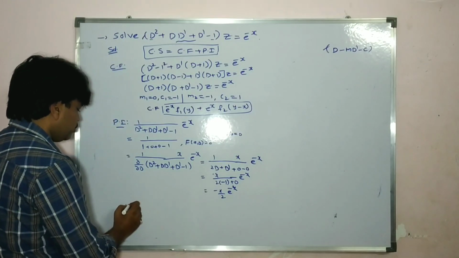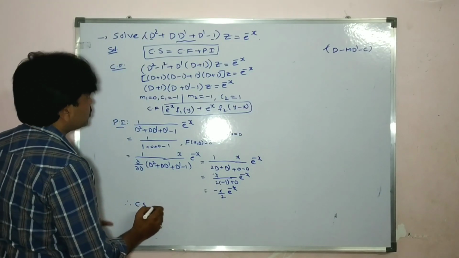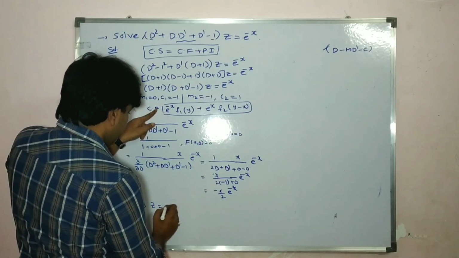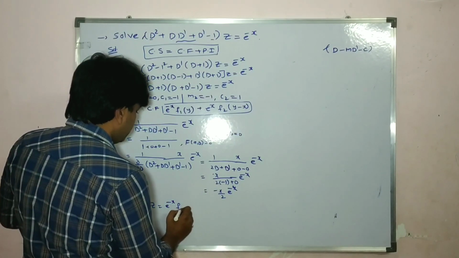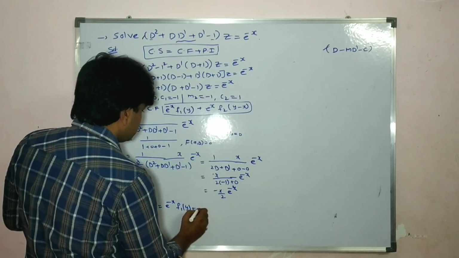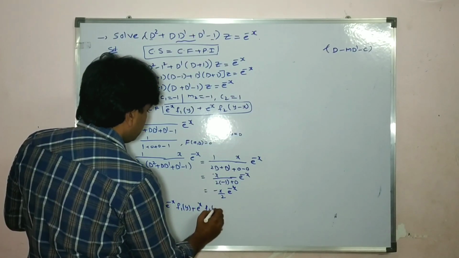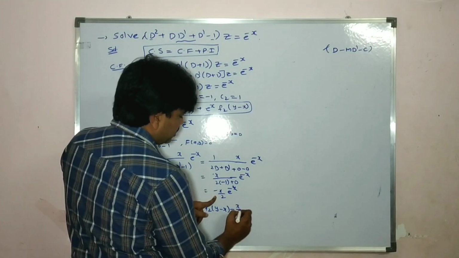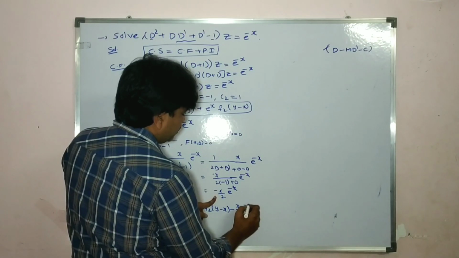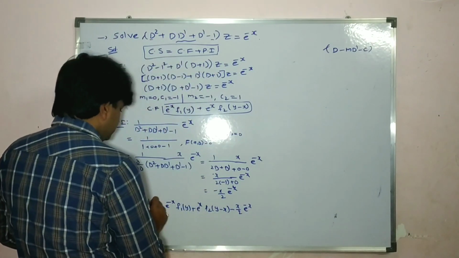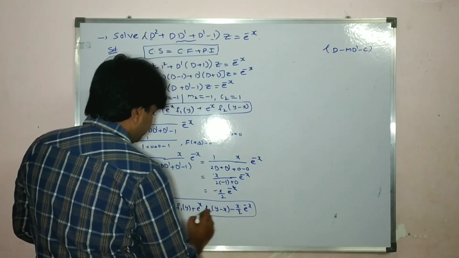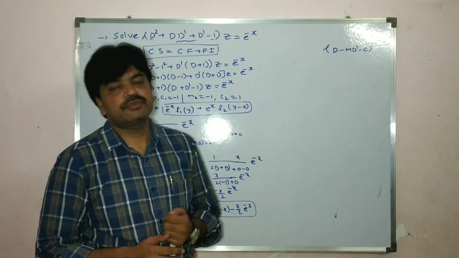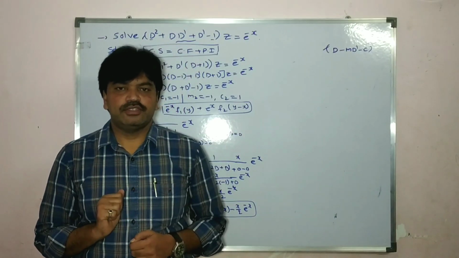Therefore the complete solution z is equal to, what is the solution students? e power minus x f1 of y plus e power x f2 of y minus x by 2 e power minus x, which is the required solution of the given problem. Let us see another problem students.